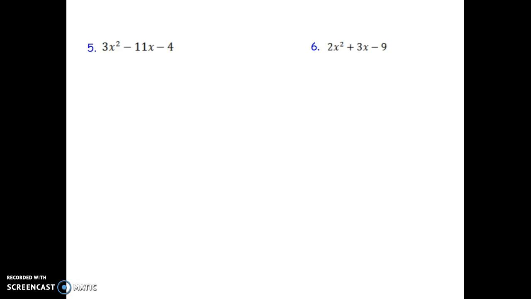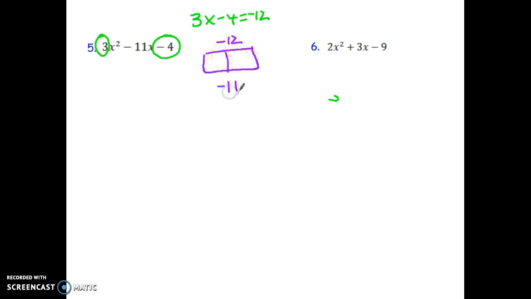I have 3x squared, take 11x, take 4. Just as I said over there, I'm going to get the coefficient of x squared and the constant, and I'm going to multiply those together. So 3 times minus 4 is minus 12. So now what I want to do is get factors of minus 12 that add to minus 11. Factors of minus 12 that add to minus 11.